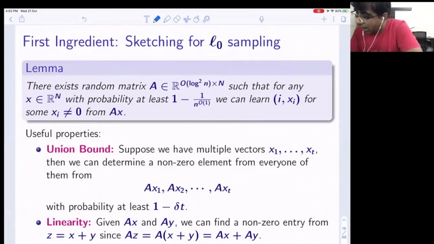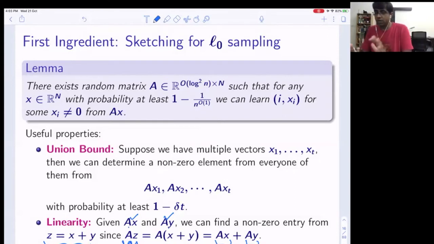But now A is a matrix. So suppose I have AX and I have AY, and we want to find the non-zero entries for Z equal to X plus Y. But then what is AZ? Well, AZ is nothing but A into X plus Y, which is AX plus AY. So given AX and AY, I know what AZ is, right? And once I know AZ, I can also learn the non-zero coordinates for the vector Z, which is X plus Y. So this is where the linearity of this matrix works, okay? And we will see this good property of linearity being used even in the connectivity sketch, okay?